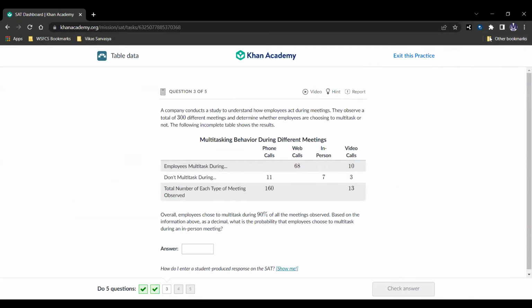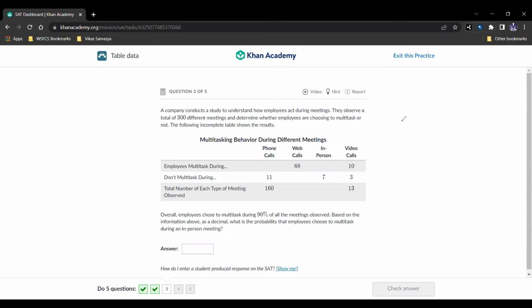All right, question number 3, here we are. A company conducts a study to understand how employees act during meetings. They observe a total of 300 different meetings and determine whether employees are choosing to multitask or not. The following incomplete table shows the results. So we have employees multitask during, they don't multitask during, and the total number of each meeting observed. We have phone calls, web calls, in-person, and video calls.